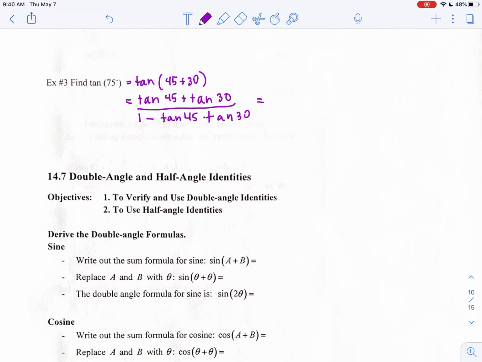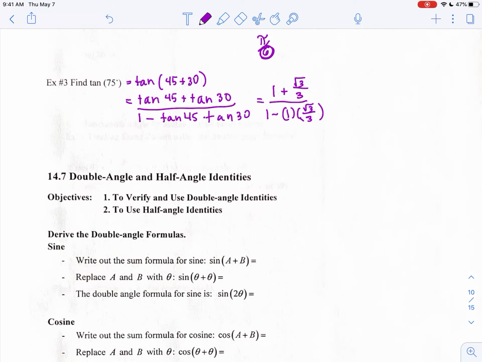Tangent of 45 degrees is positive 1. We're in the first quadrant. Tangent of 30, do you guys remember the trick I showed you? 30 degrees is the same thing as pi over 6. And if it's 6, then what adds up to 6 is 3 and 3, so 1 plus radical 3 over 3, where the 3 plus the 3 is 6. It doesn't make sense, but it is a quick way for me to remember what tangent of pi over 6 is. And then we have 1 minus tangent of 45, which is 1, and then tangent of 30 is, again, root 3 over 3.